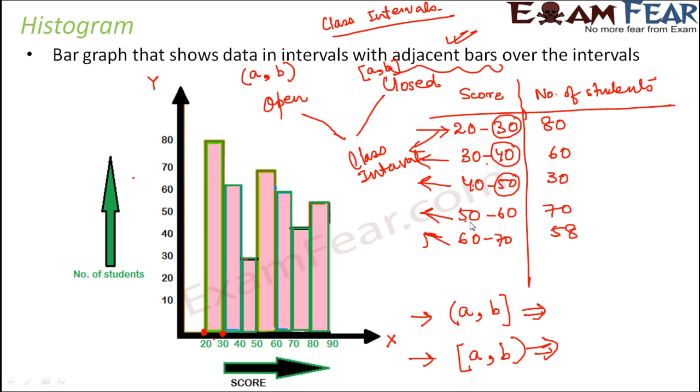So now, as I said, a histogram is just like a bar graph. It is just that here you talk about class intervals and therefore the rectangular bars are adjacent to each other.